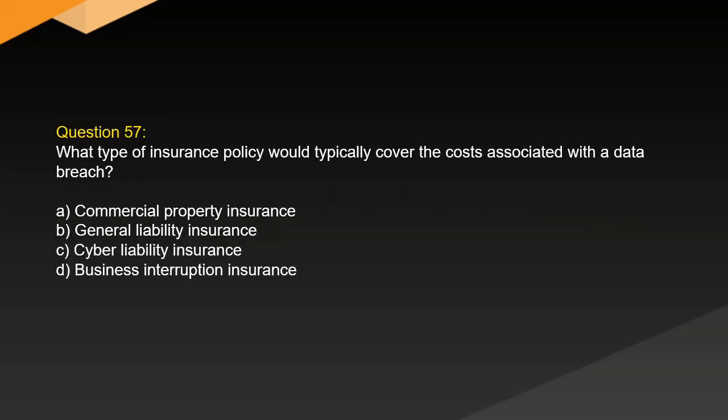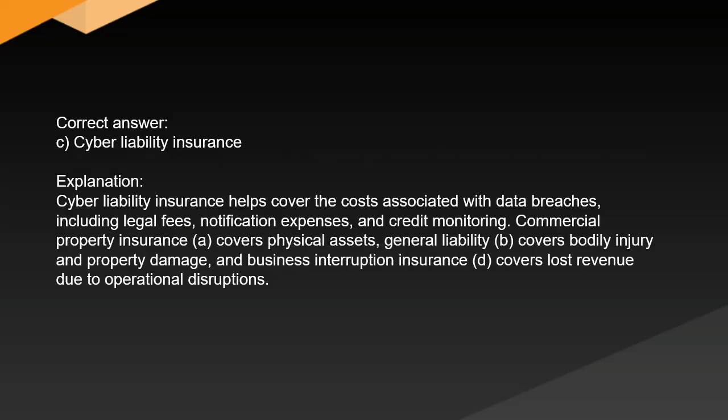Question 57. What type of insurance policy would typically cover the costs associated with a data breach? A. Commercial property insurance. B. General liability insurance. C. Cyber liability insurance. D. Business interruption insurance. Correct answer. C. Cyber liability insurance.